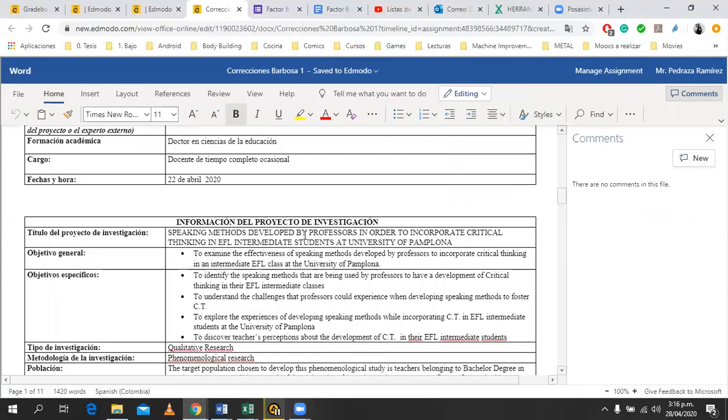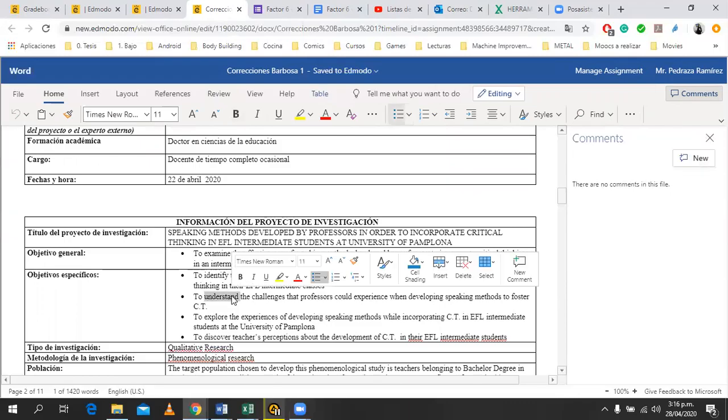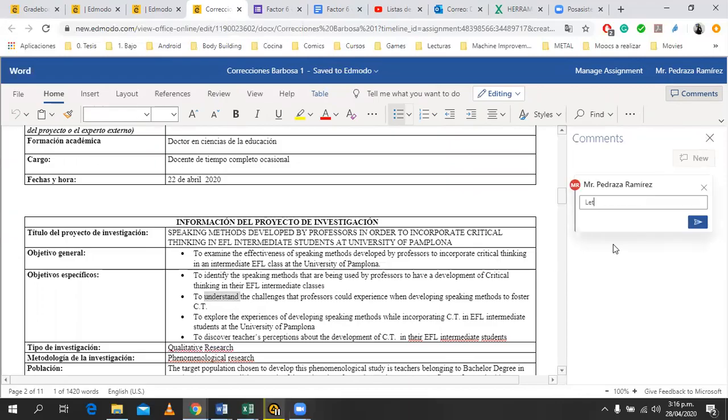Yeah, very good. To examine the effectiveness of speaking methods developed by professors to incorporate critical thinking in an intermediate EFL, to identify the speaking methods, to understand the challenges. Well, understand is kind of bigger, right? The challenge that professors face. So I would say, let's rethink the verb here, because if we're going to say, for example, examine, I think examine is going to be below understand, right? So in order to say that, we need to look for the hierarchy of the verbs, right? So which one is going to be more important than the other? But I get your idea, but I don't think this is going to be the verb.